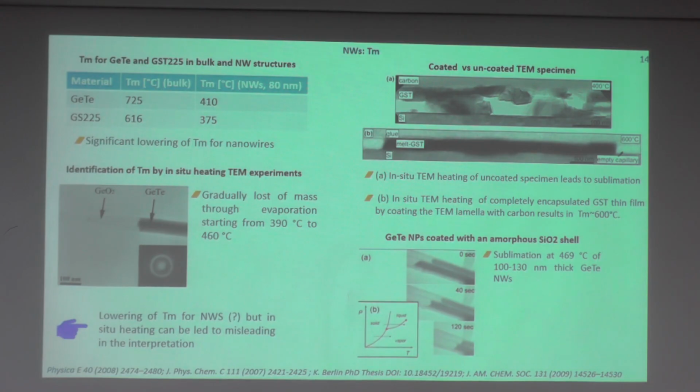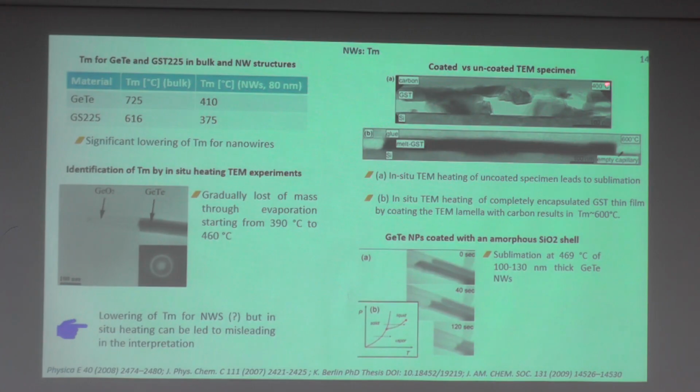How to identify this melting temperature? It's also not so easy because you have a low amount of material. Here, this melting temperature was identified by using the single heating TEM experiment. Here, they heated the nanowires up to different temperatures, and they found the material was between 390 and more. But if you do such experiments, you should be very careful because you need to coat the material, because material can evaporate even in vacuum.